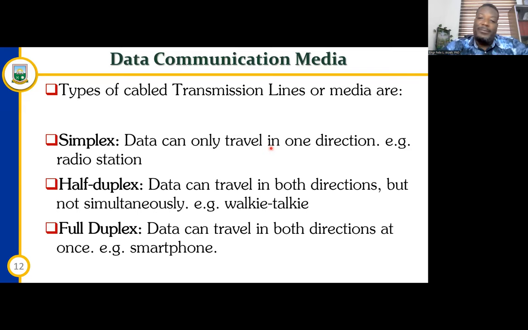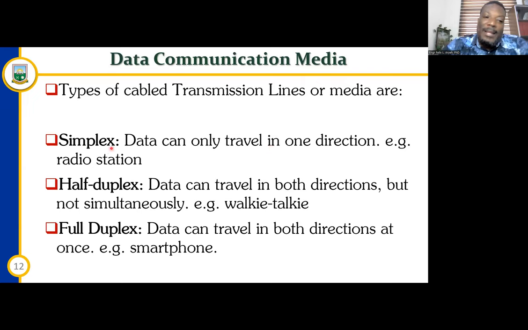Whenever we talk of simplex, we mean to say that data can be transmitted or can travel in just one direction. An example would be maybe a radio station. For instance, I have this MP3 player, it's a speaker actually, and it has FM radio also on it. The only thing this can do is to receive data from the radio station or FM station. So data is transmitted directly from the station, and this only receives it. We are able to listen to some of these FM stations, but not communicate with it. So if data is transmitted in one direction, then we term it as simplex in terms of the transmission line.